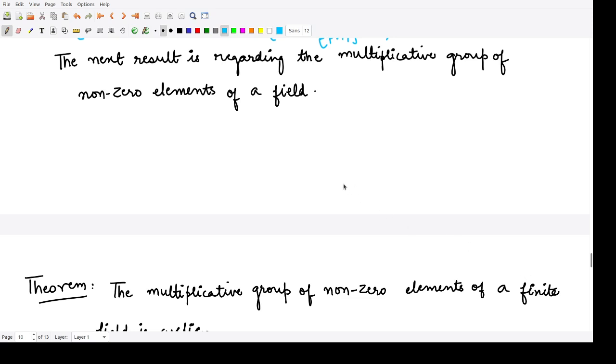So let us move on to our next result, which says that the multiplicative group of non-zero elements of field. It is regarding the multiplicative group of non-zero elements of a field.